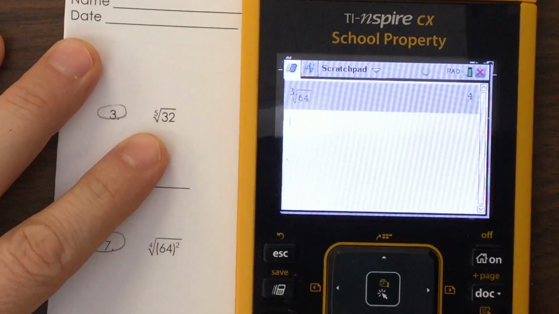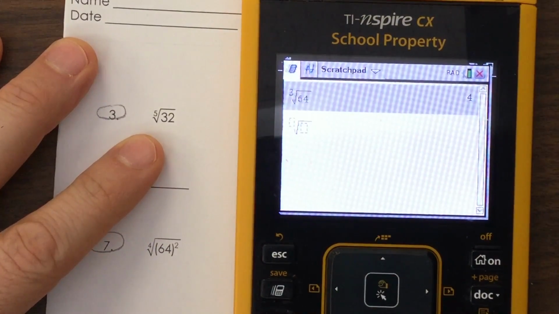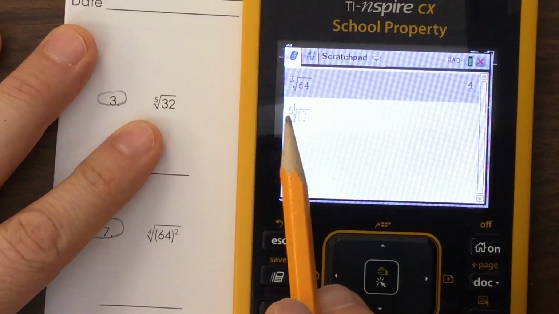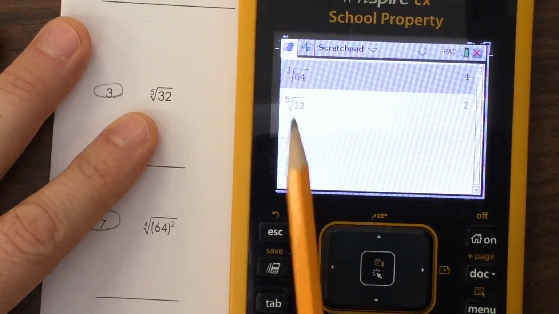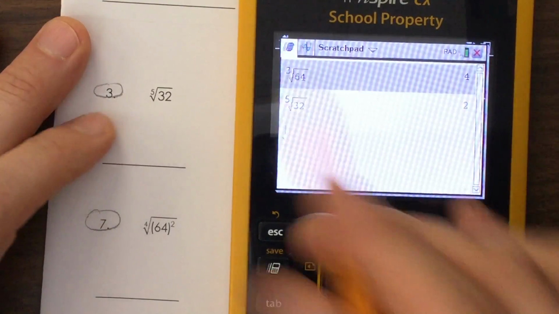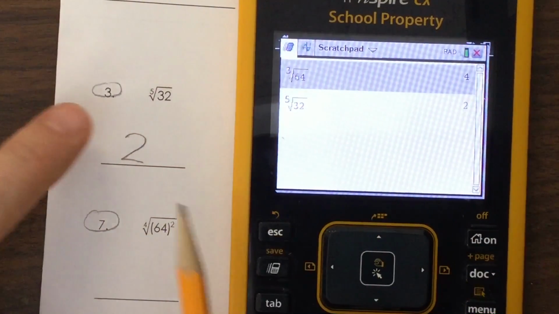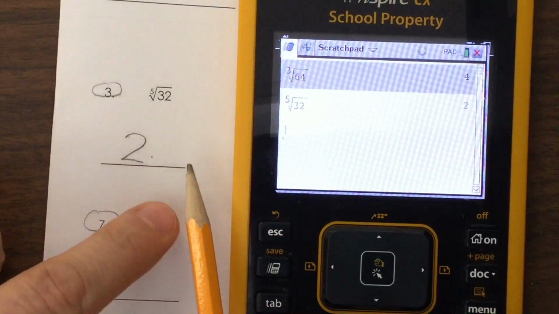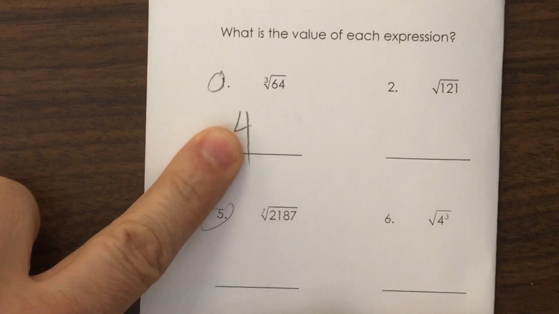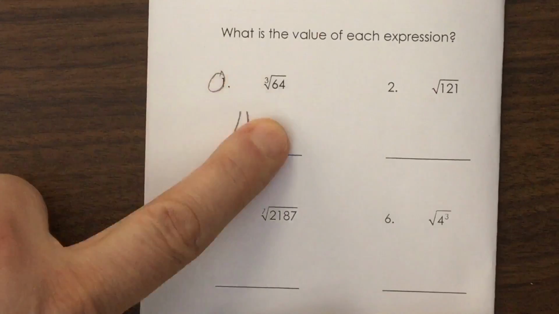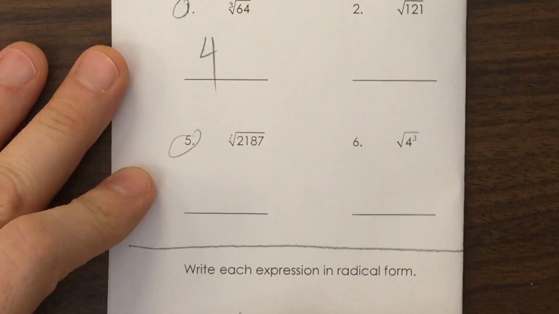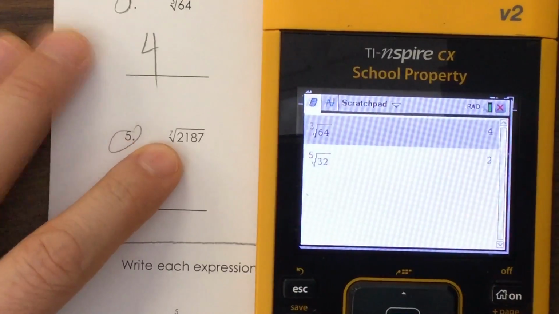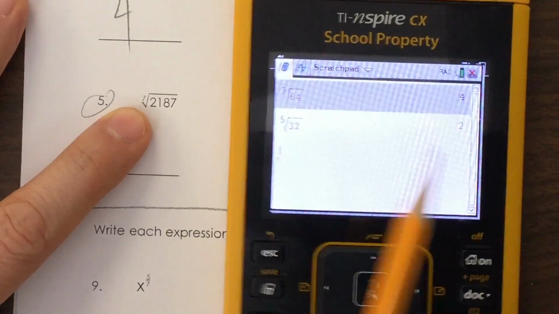Let's try number 3. We have the fifth root of 32. So Control Caret, 5 here, arrow in, put in your 32, push enter. The fifth root of 32 is 2. And a reminder, what that means is, if you multiply 2 by itself 5 times, you get 32. On number 1, if you multiply 4 by itself 3 times, you get 64.